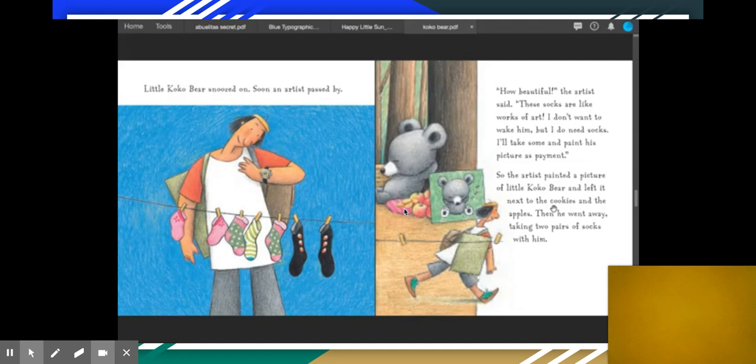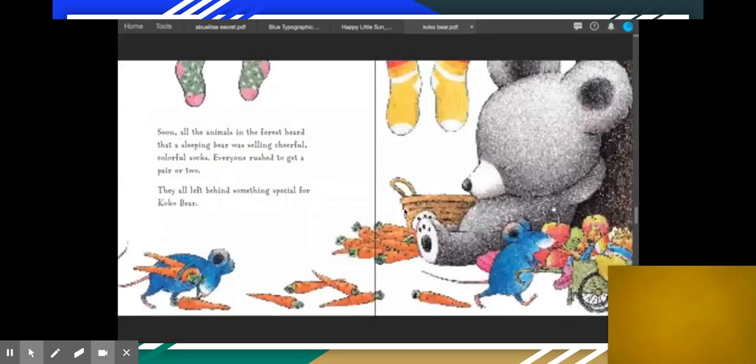So the artist painted a picture of little Koko Bear and left it next to the cookies and the apples. Then he went away, taking 2 pairs of socks with him. Soon, all the animals in the forest heard that a sleeping bear was selling cheerful, colorful socks. Everyone rushed to get a pair or two. They all left behind something special for Koko Bear.